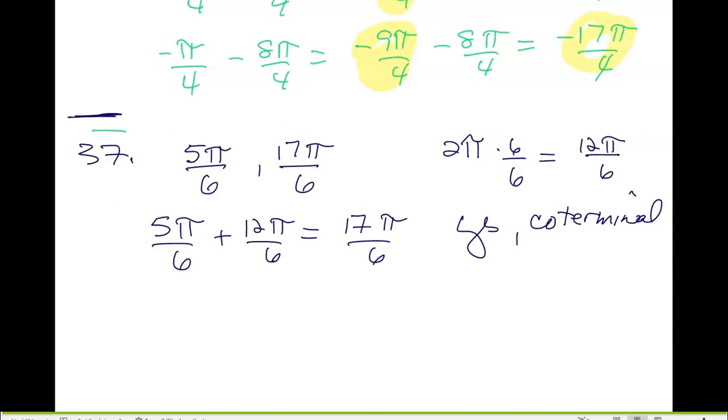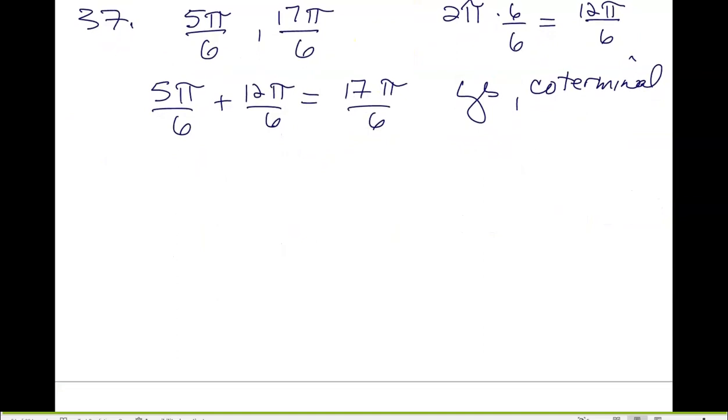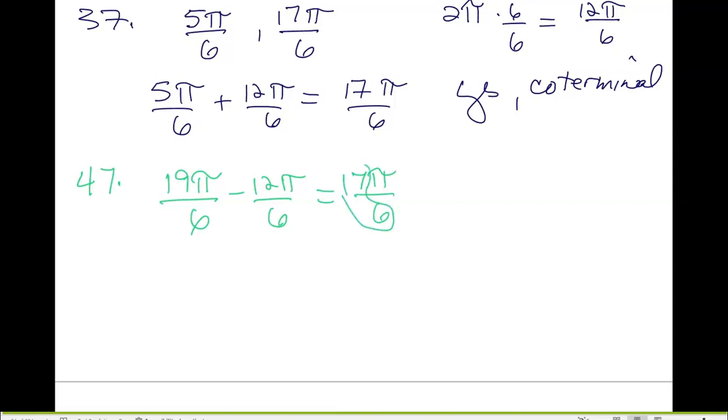They want me to find a coterminal angle that is on the circle between 0 and 2 pi. So 47 is 19 pi over 6. So I just did the sixths. So why don't I subtract 12 pi over 6? I think this one's too big. That gives me 7 pi over 6, which should be a little bit bigger than pi. So it's going to be in the third quadrant. So I think I'm good.